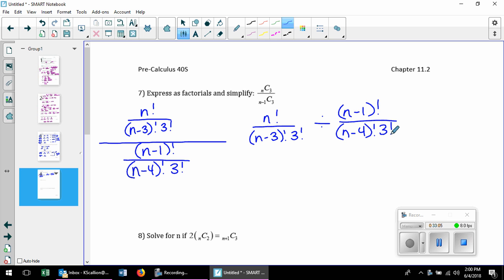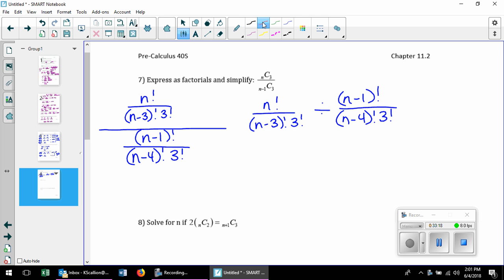And do we divide fractions? No, we multiply by the reciprocal. So I would simplify these, treat them as two different things. So let's look at the numerator in red. This is going to be n times n minus 1 times n minus 2 times n minus 3 factorial over n minus 3 factorial, 3 factorial. Those will cancel each other.